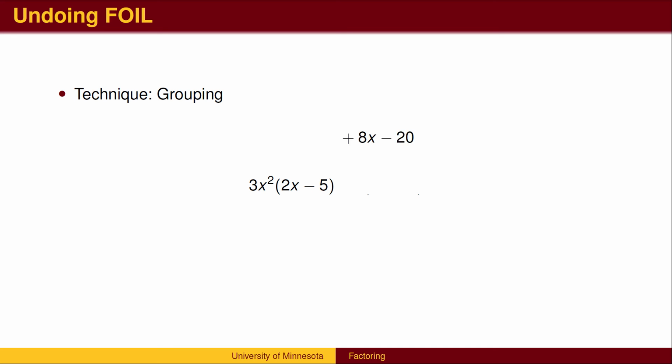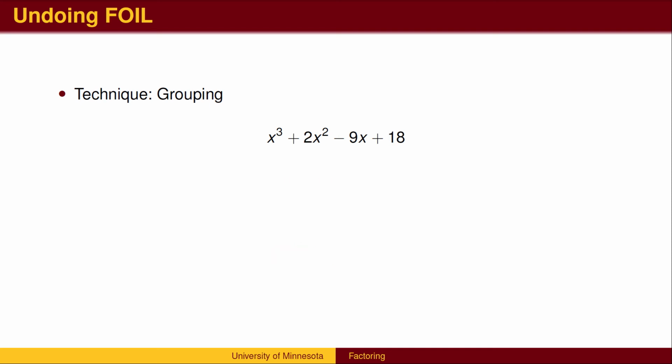We repeat this process for the second half. 8x and 20 each have a factor of 4. We factor out the 4 and see that the remaining factor is 2x minus 5. We now have a common factor of 2x minus 5, which we factor out. Here is the final factorization.